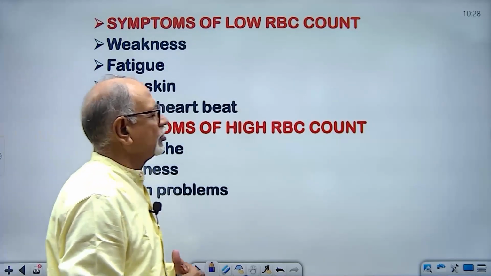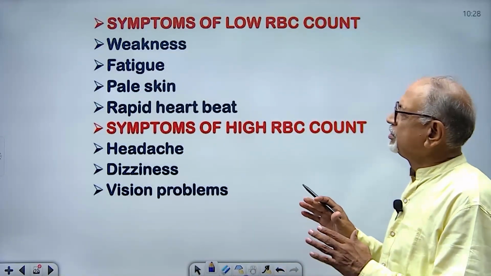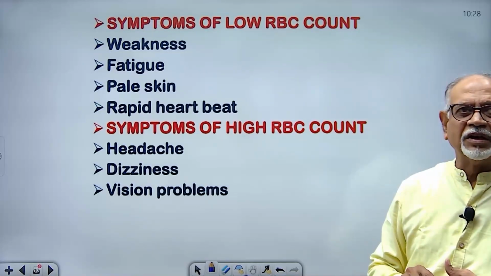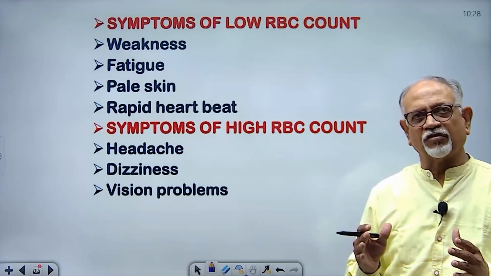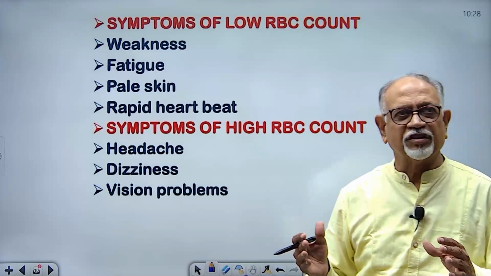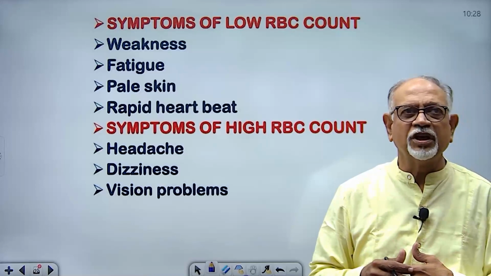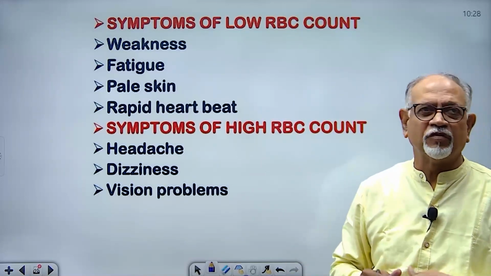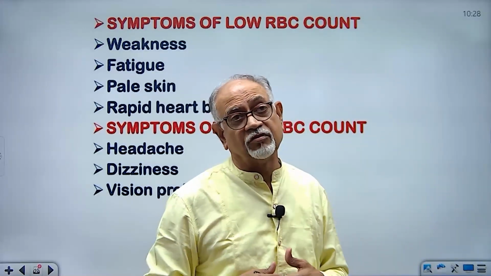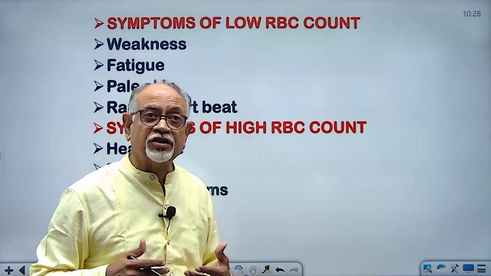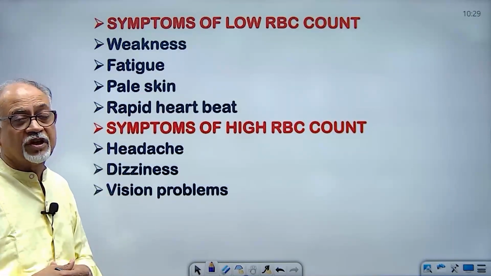Now, symptoms of low RBC count. If the RBC count decreases, then there is weakness because oxygen is not available to maintain the metabolic rate and production of energy. Then there is fatigue. So, if oxygen is not available, some anaerobic respiration will occur that will cause the accumulation of lactic acid that causes fatigue. Then paleness of skin.